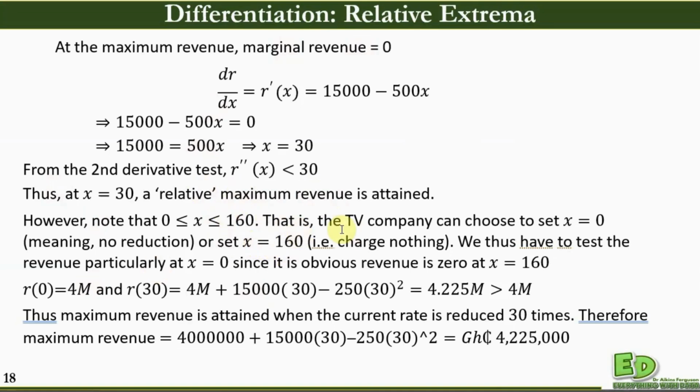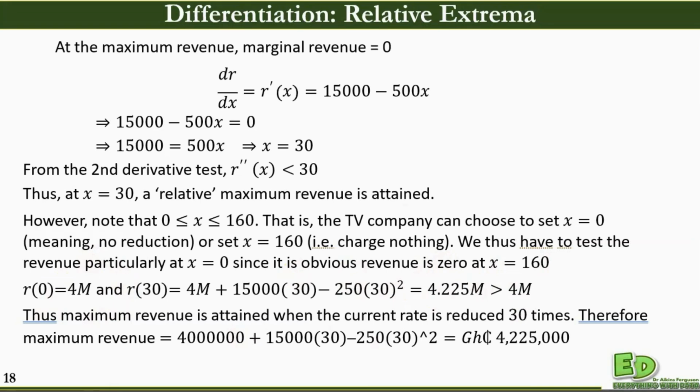That means that the company can choose to set x equal to 0, meaning no reduction, or 160, that is, they charge nothing, making the subscription free. Okay, we just have to test the revenue, particularly at x equal to 0, since it is obvious revenue is 0 at x equal to 160. That is the extreme value theorem. You put this 0 in place of the revenue function, we are going to get 4 million.